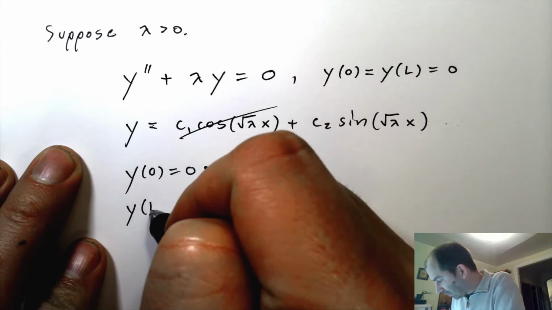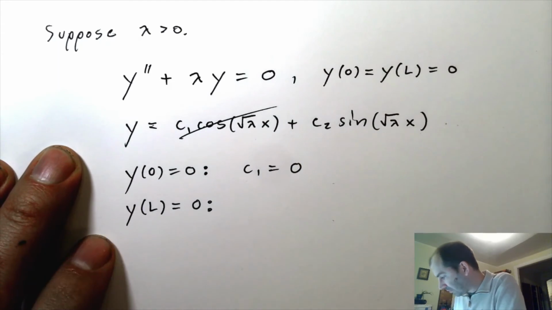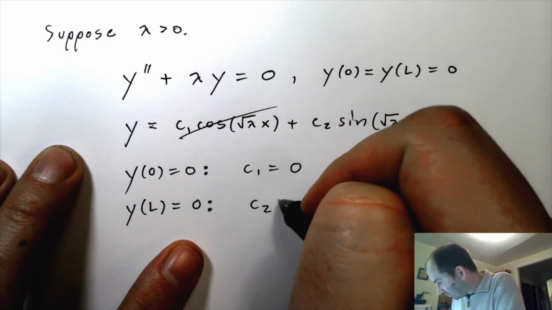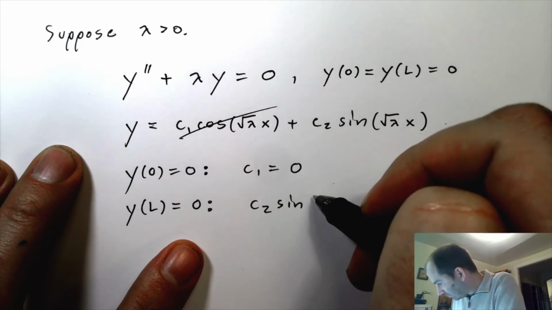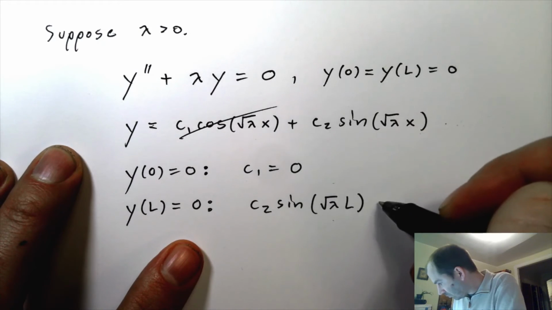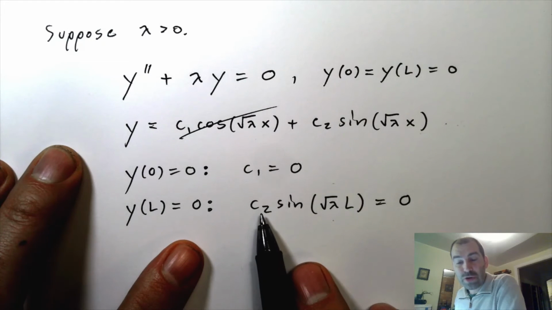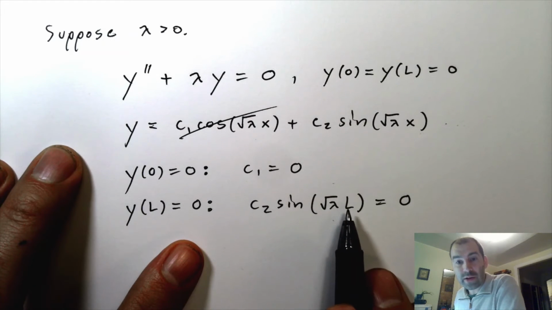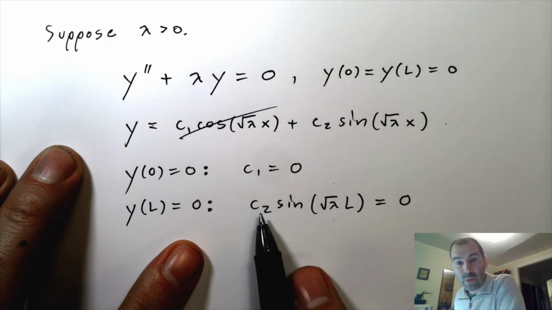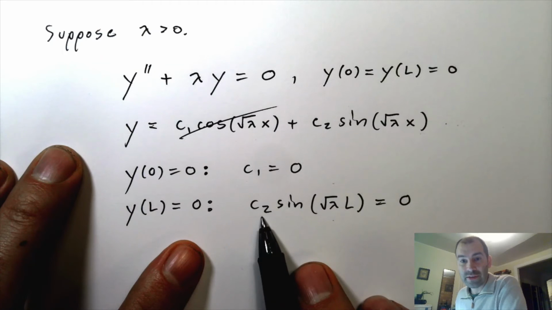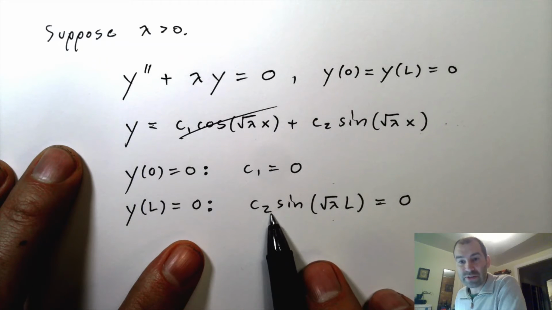What about the other boundary condition, y of L equals 0? Well, that means that this is equal to 0. There are two possibilities. C2 could be 0, or L could make this 0. Well, if C2 were 0, we would be getting the trivial solution. We want to show that you can get a non-trivial solution. So let's not consider that case. How can this be 0 without C2 being 0?